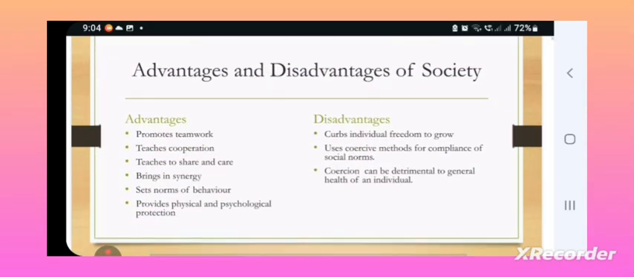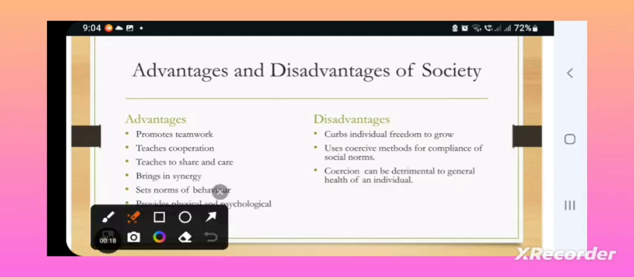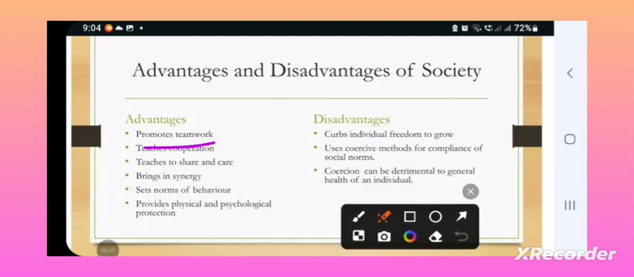Advantages and disadvantages of society. Advantages: promotes teamwork. Disadvantages: curbs individual freedom to grow.